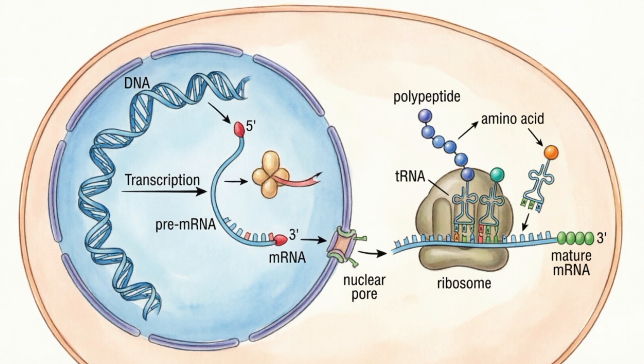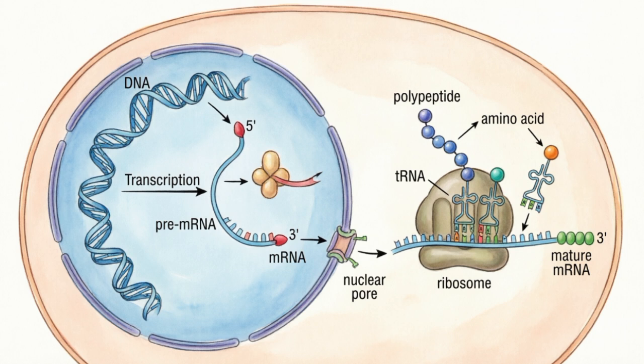Translation process. In the cytoplasm, the ribosome, which is a purple and green structure, binds to the mRNA. The ribosome has three sites called the A site, P site, and E site. Green cloverleaf structures called tRNA bring specific amino acids to the ribosome. Each tRNA has an anticodon that matches the mRNA codon. As the ribosome moves along the strand, a polypeptide chain of red and purple beads begins to grow. This chain will eventually fold into a functional protein.